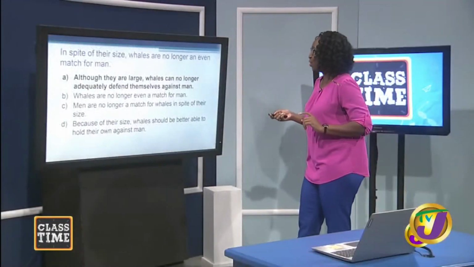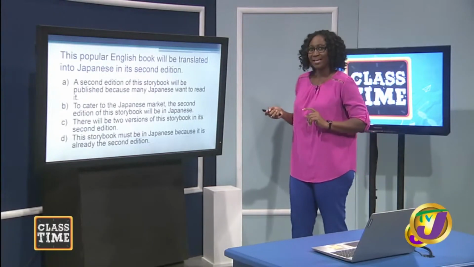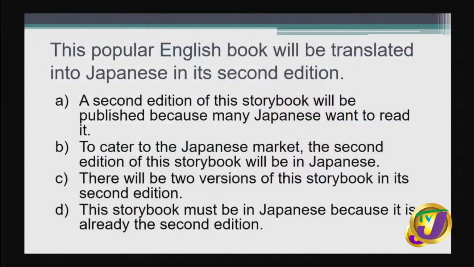All right, let's look at one more. Now, this one is going to be interesting too. This popular English book will be translated into Japanese in its second edition. And your options: a second edition of this storybook will be published because many Japanese want to read it. To cater to the Japanese market, the second edition of this storybook will be in Japanese. There will be two versions of the storybook in its second edition, or this storybook must be in Japanese because it is already the second edition.